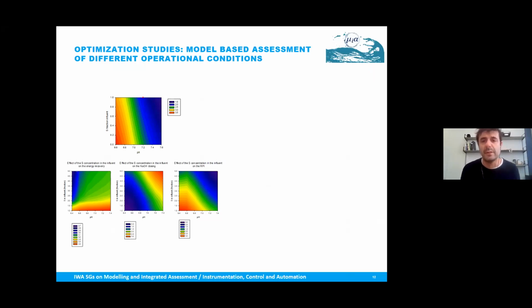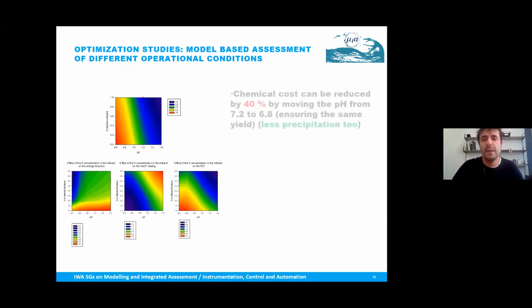So what do we do with it? We try to run what we call optimization studies, and try to see, for example, if we can make predictions and use them to make decisions for the plant, for the system we are trying to describe. One of the things that we found out is that using the model we could reduce the use of chemicals by 40%, moving the pH from 7.2, which was the current operational mode, to 6.8. At the same time, we were ensuring a lower precipitation level in the reactor.